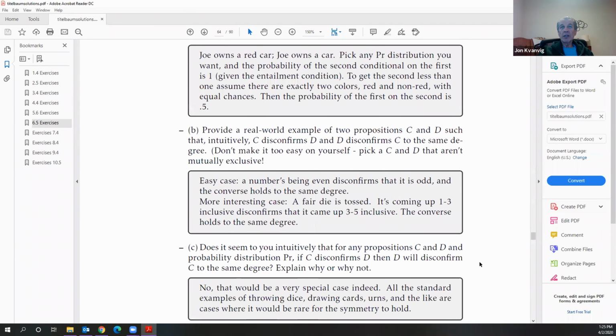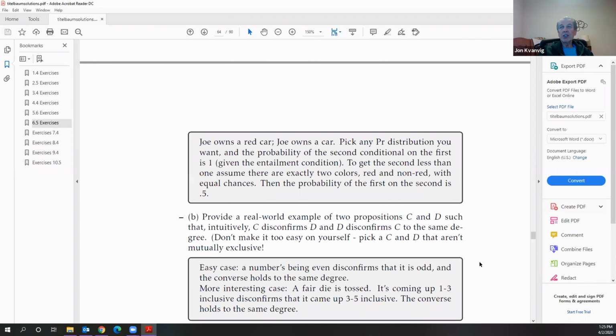Provide a real-world example of 2 propositions C and D such that intuitively C disconfirms D and D disconfirms C to the same degree. Don't make it too easy on yourself. Pick a C and D that aren't mutually exclusive. Okay, so the easy case is where they are mutually exclusive. A number being even disconfirms that it's odd, and the converse holds to the same degree. So that was making it too easy on ourselves.